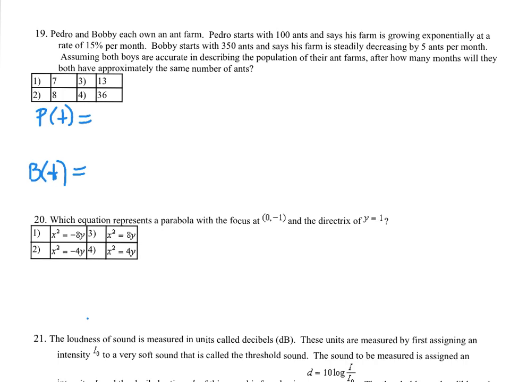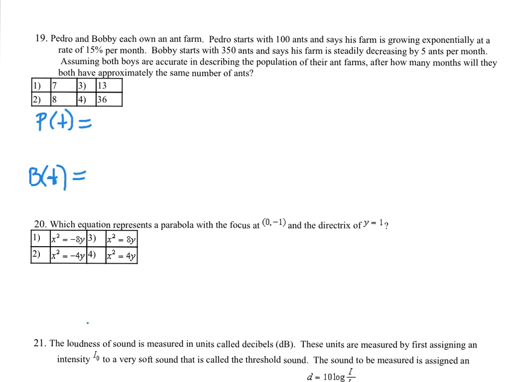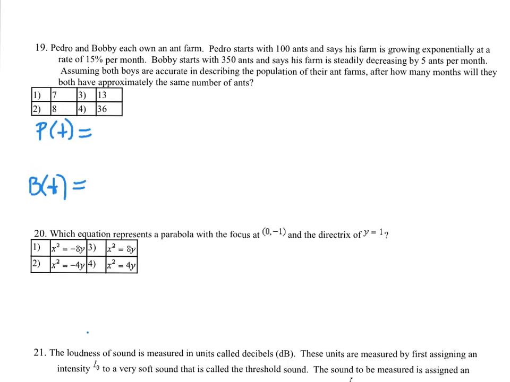All right, so for this question, they're talking about Pedro and Bobby owning an ant farm. Woohoo! So I started by making 2 equations, one for Pedro, that's P of T, and one for Bobby, B of T. So Pedro, he starts with 100 ants, so that would be his start amount. So that's going to be 100. And then his farm is growing exponentially at a rate of 15% per month. So remember, that would be 1 plus 0.15. And then per month, I'm going to use T for time.